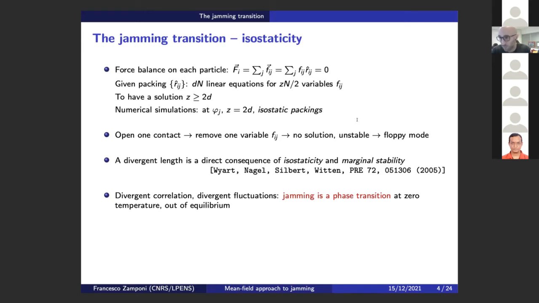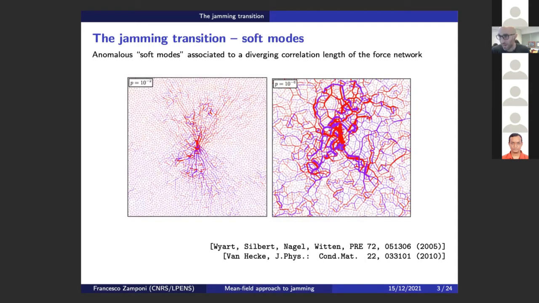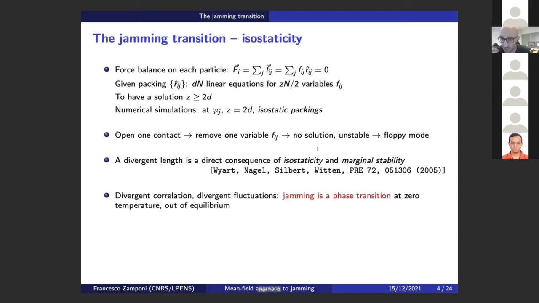So particles have to move a little bit to restore the contacts and be stable again. So you have floppy modes. And these floppy modes that you create when you open one contact are very extended, very delocalized at the transition. And this is what gives rise to this large correlation length. So the idea of this paper is that this divergent correlation length is a direct consequence of this isostaticity of the packings. And so it's related to a kind of marginal stability of the system at jamming.